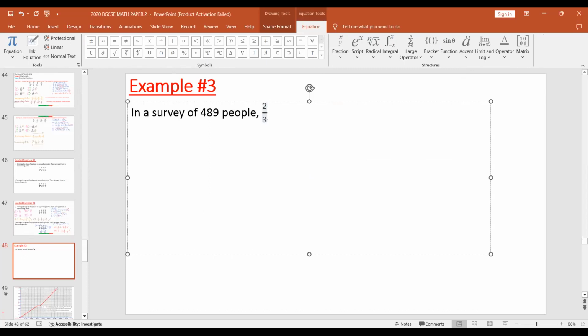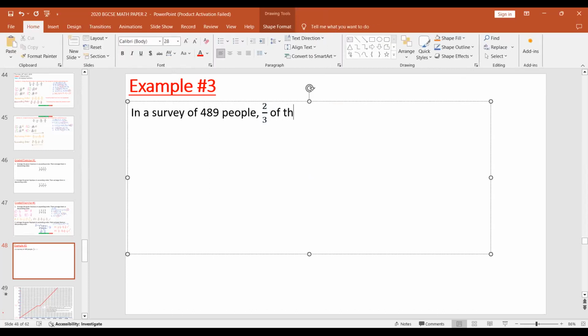2 over 3 of them choose basketball as their favorite sport. How many people choose basketball?